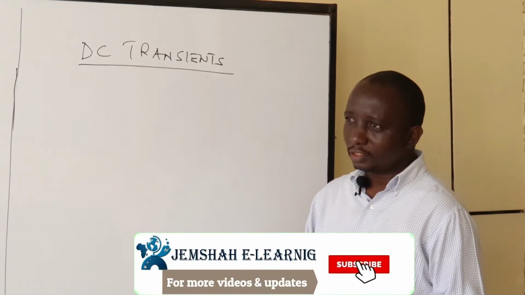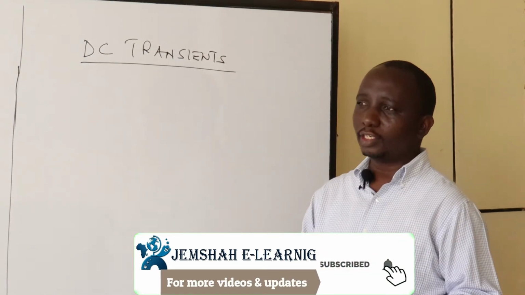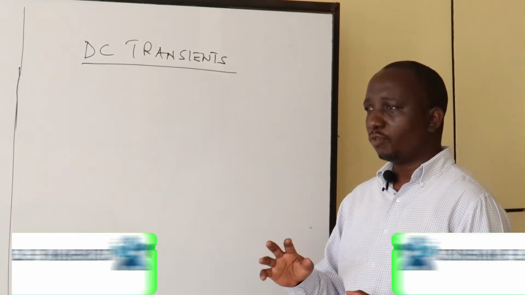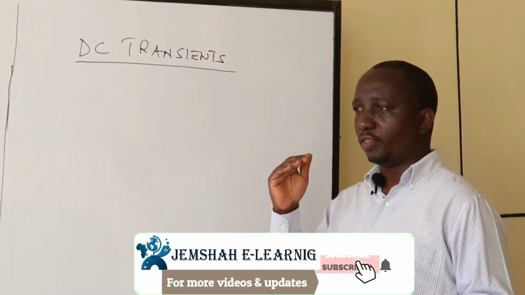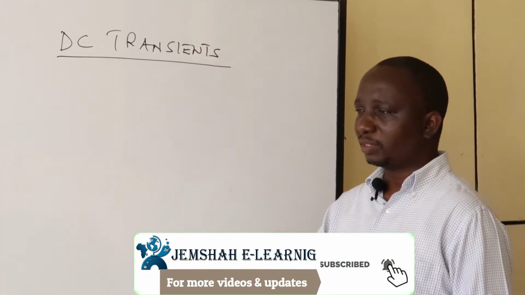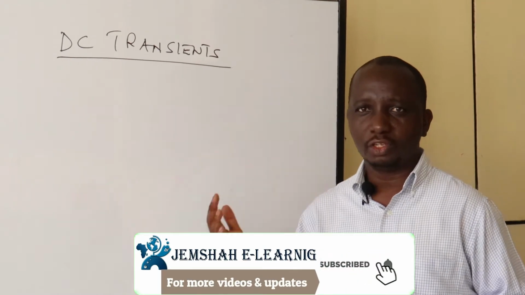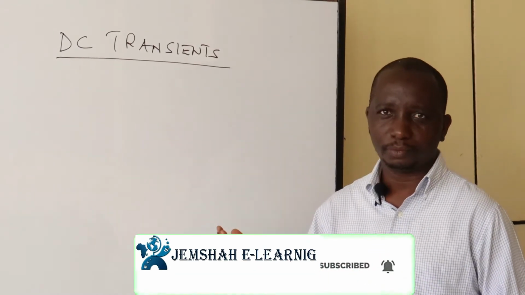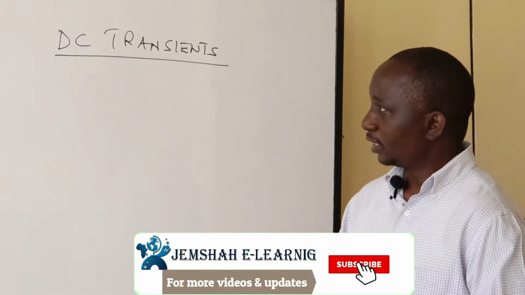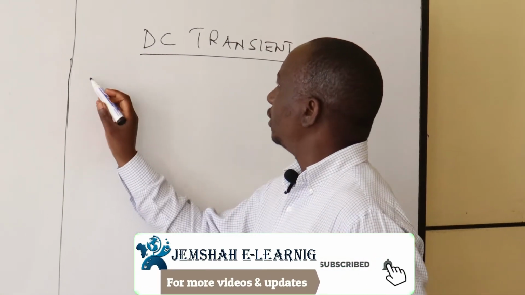But the transient is actually the movement of current from the steady state value to 0, or from 0 to the steady state value. That's what we talk about. That change is the transient. So let us refer to the transient.